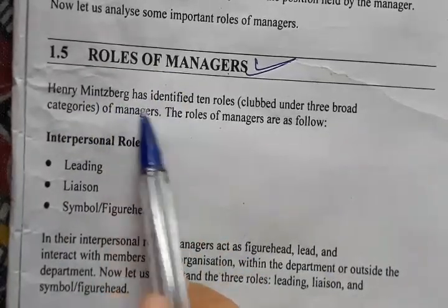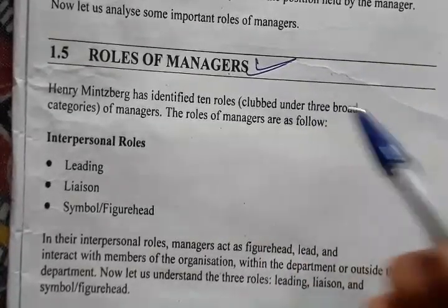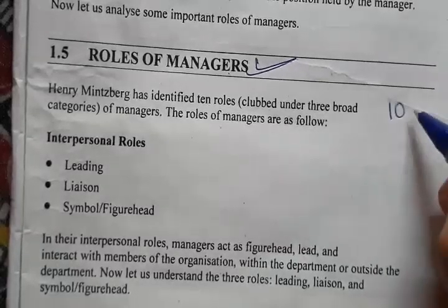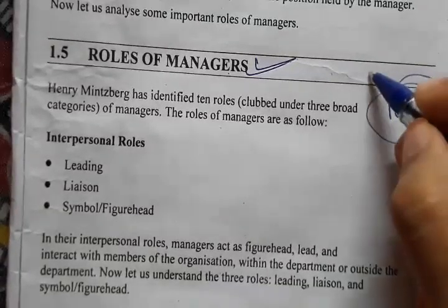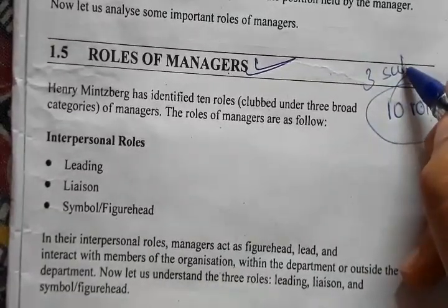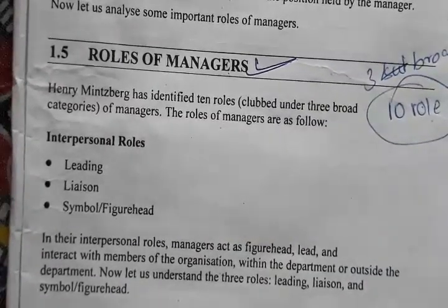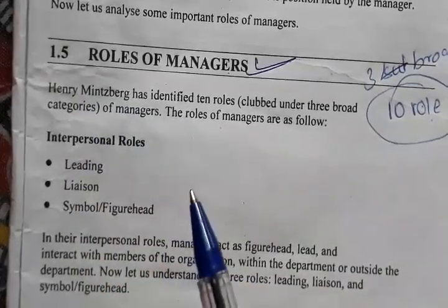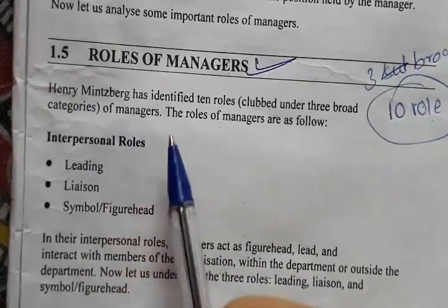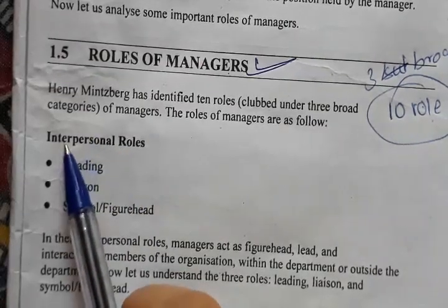1.5. Henry Mintzberg has identified 10 roles clubbed under three broad categories. So what is the theory? It means that 10 important roles are there, but these roles are coordinated under three broad topics. Under that, they have divided the 10 main subgroups. So who described that? Henry Mintzberg. Three main topics as well as 10 subtopics. The first one among the three main topics is interpersonal roles.